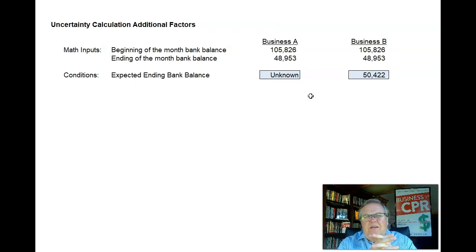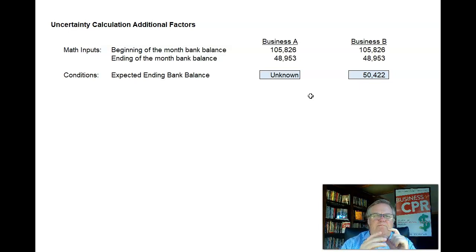Business A ends month 4 with an unknown. They don't know what's going to happen because they don't have a cash management system in place. So they're not projecting what their cash inflows and cash outflows are going to be. They're just going month to month.